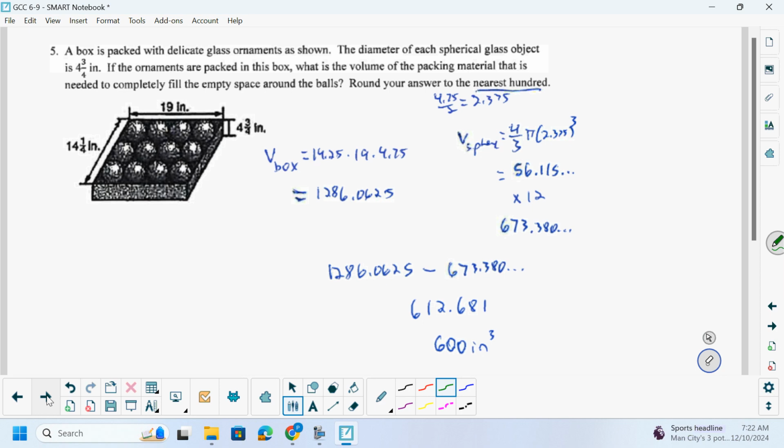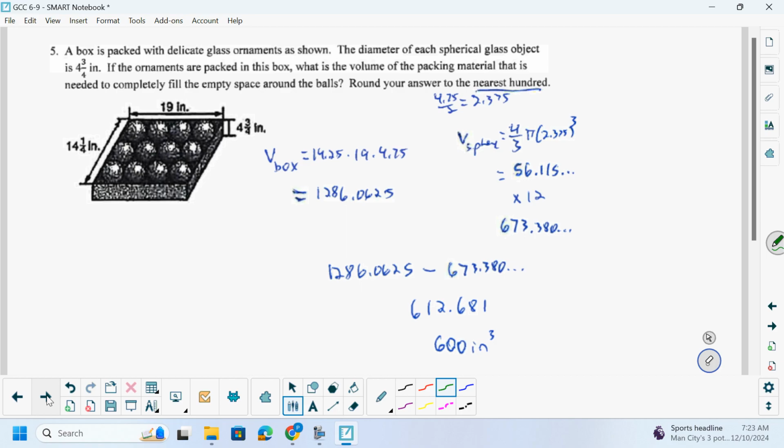Fill that into our volume of a sphere formula, we get 56 and change. Multiply that by 12 because we get 12 of them, so we get 673 and change for our volume of all 12 spheres. Take that away from the volume of the box. Notice I have not rounded any numbers yet when I'm doing that. You only round your final answer. Keep any other ones out all the way.